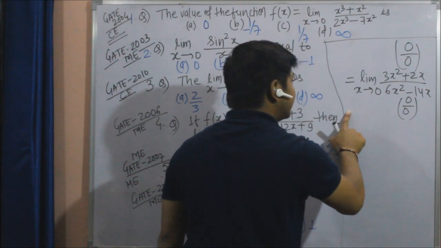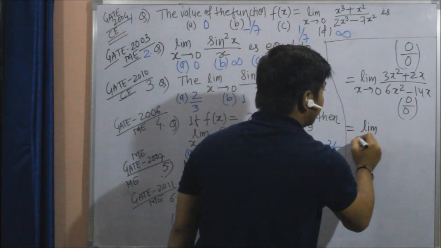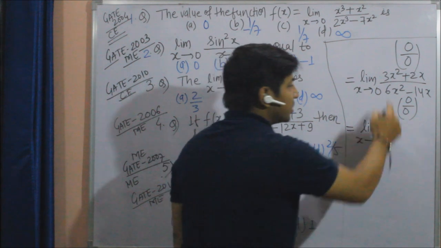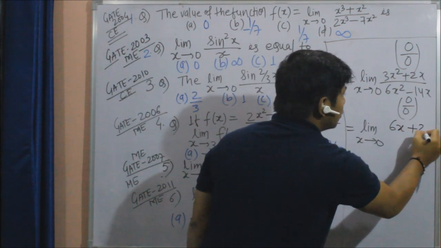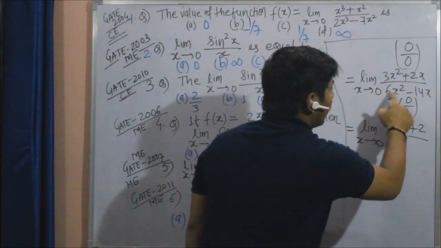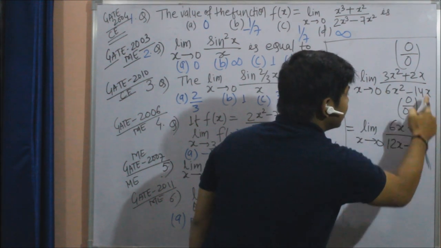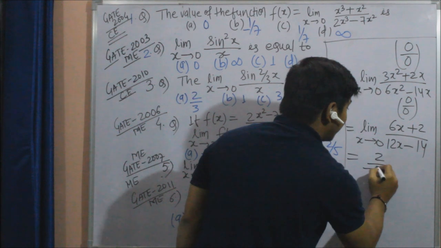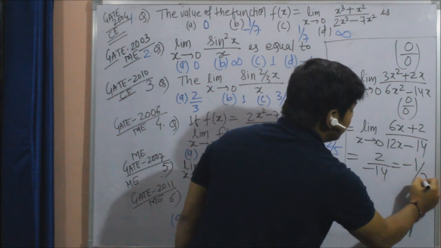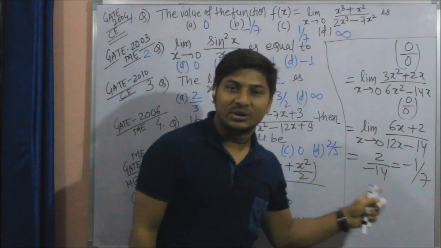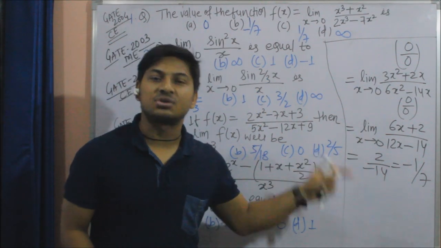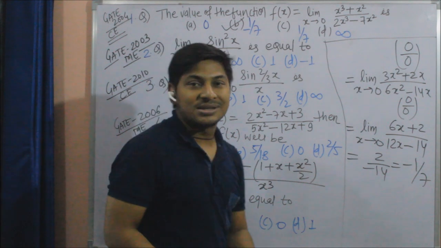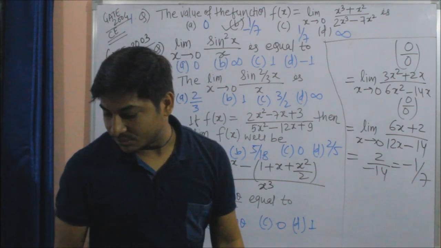So we have to continuously differentiate till we get a determinate form. Limit x tends to 0, again differentiate the numerator as well as the denominator. This is 6x plus 2 upon 12x minus 14. Now when you put it, this is 2 upon minus 14, which is minus 1 upon 7. As soon as we get the determinate form, we have to stop there and that will be the answer. Minus 1 by 7 is the answer. Option B is the right one that you have to mark.